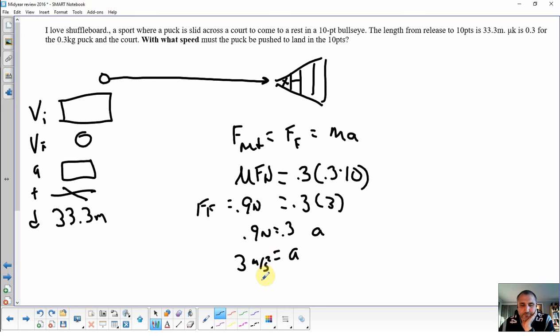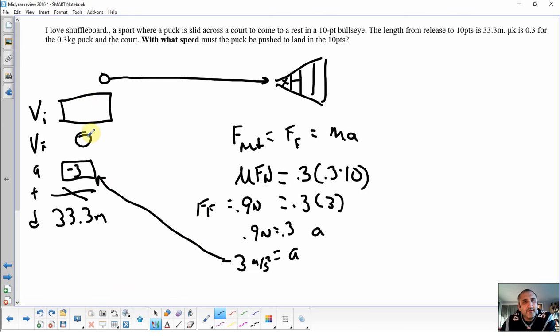So far so good? I hope so. Now, if the puck is going to the right, friction must be pointing to the left, so it's actually a negative 3 meters per second squared. Negative 3. And this is all fine and good. We can move this there, which we just did.